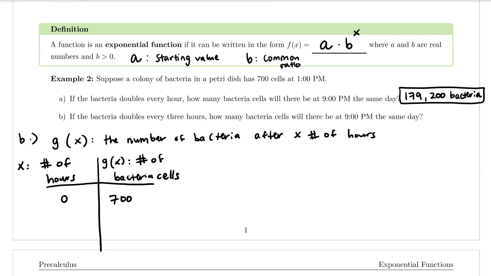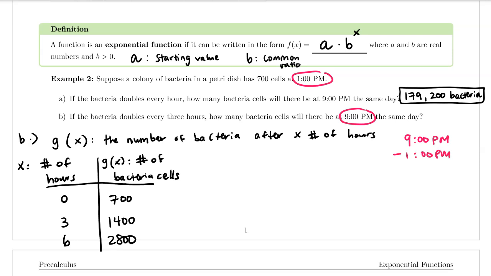So in my next row, my input value would be 3, and then it would double after an additional 3 hours. And then it would double again after 6 hours from the beginning. So we have that. And again, to reiterate, we're at 9 p.m. and we're starting at 1 p.m., so 9 p.m. minus 1 p.m. gives us 8 hours.